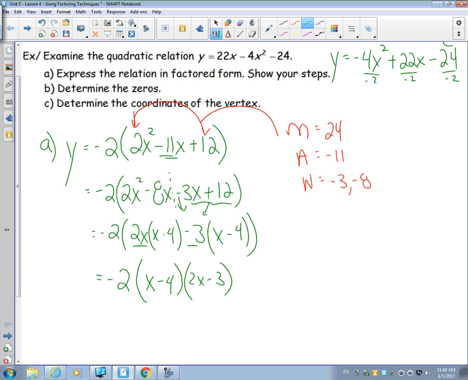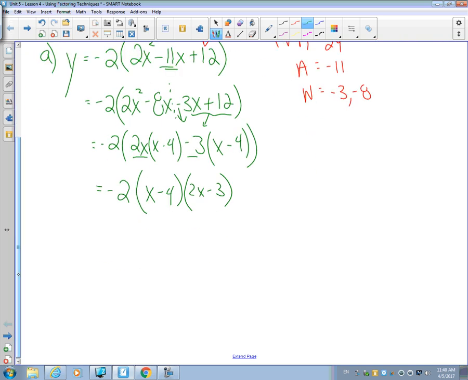Part B, determine the zeros. The zeros I can find from factored form, and I can find them pretty quickly. Okay? They're called zeros because they're what makes the equation equal 0. Well, this happens if x is 4. This one over here happens when 2x is equal to 3. Or in other words, x is 3/2, or 1.5.